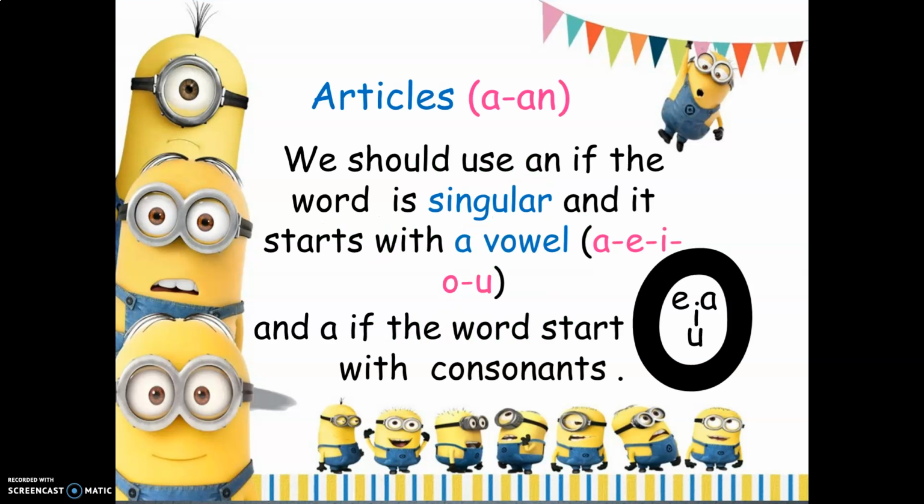Okay, girls? Now we have articles. What are these articles? We have a and an. When can I use an? We should use an with the vowels. What are the vowels? We have O, E, A, I, and U. For example, we have the word apple. The first letter in the word apple is A, so we should say an apple.